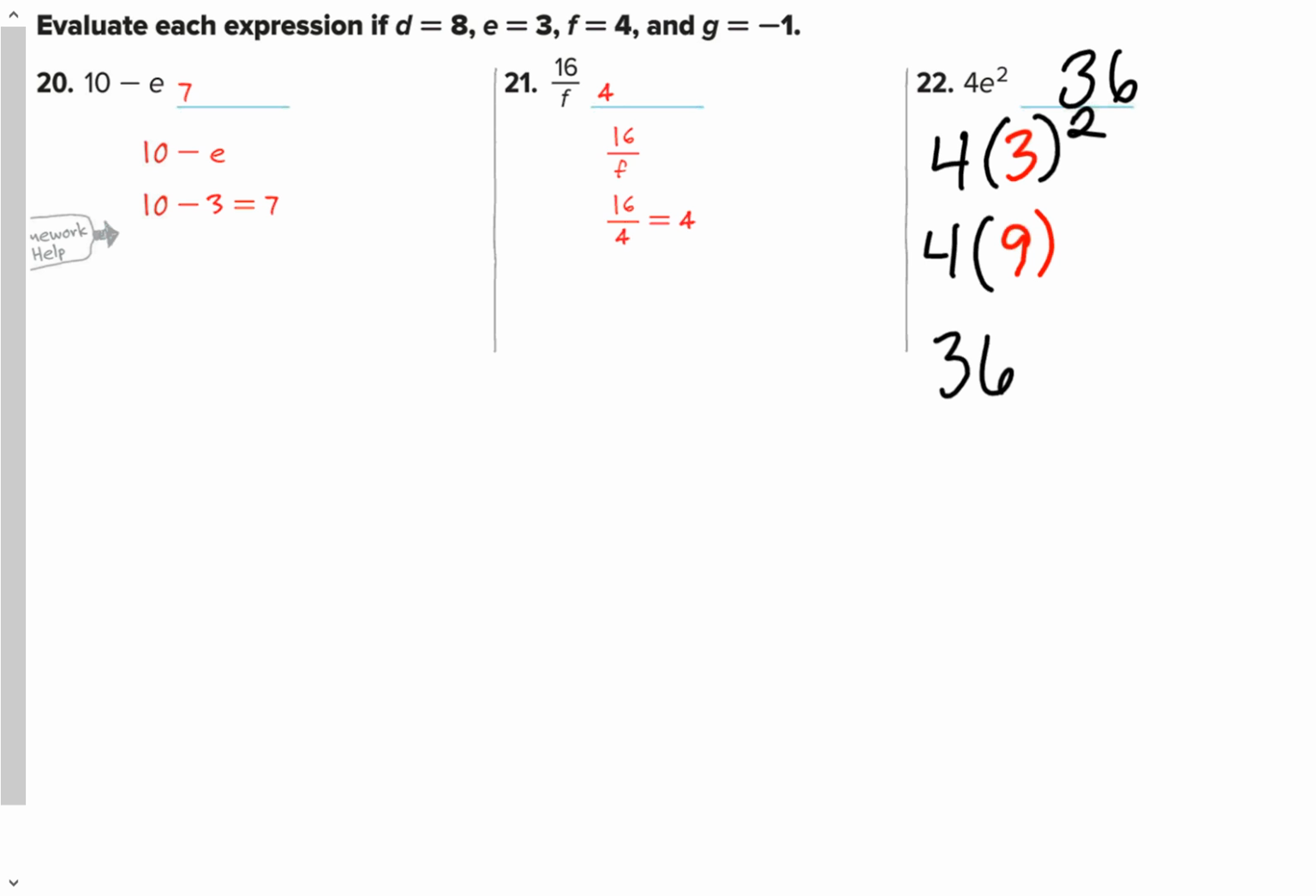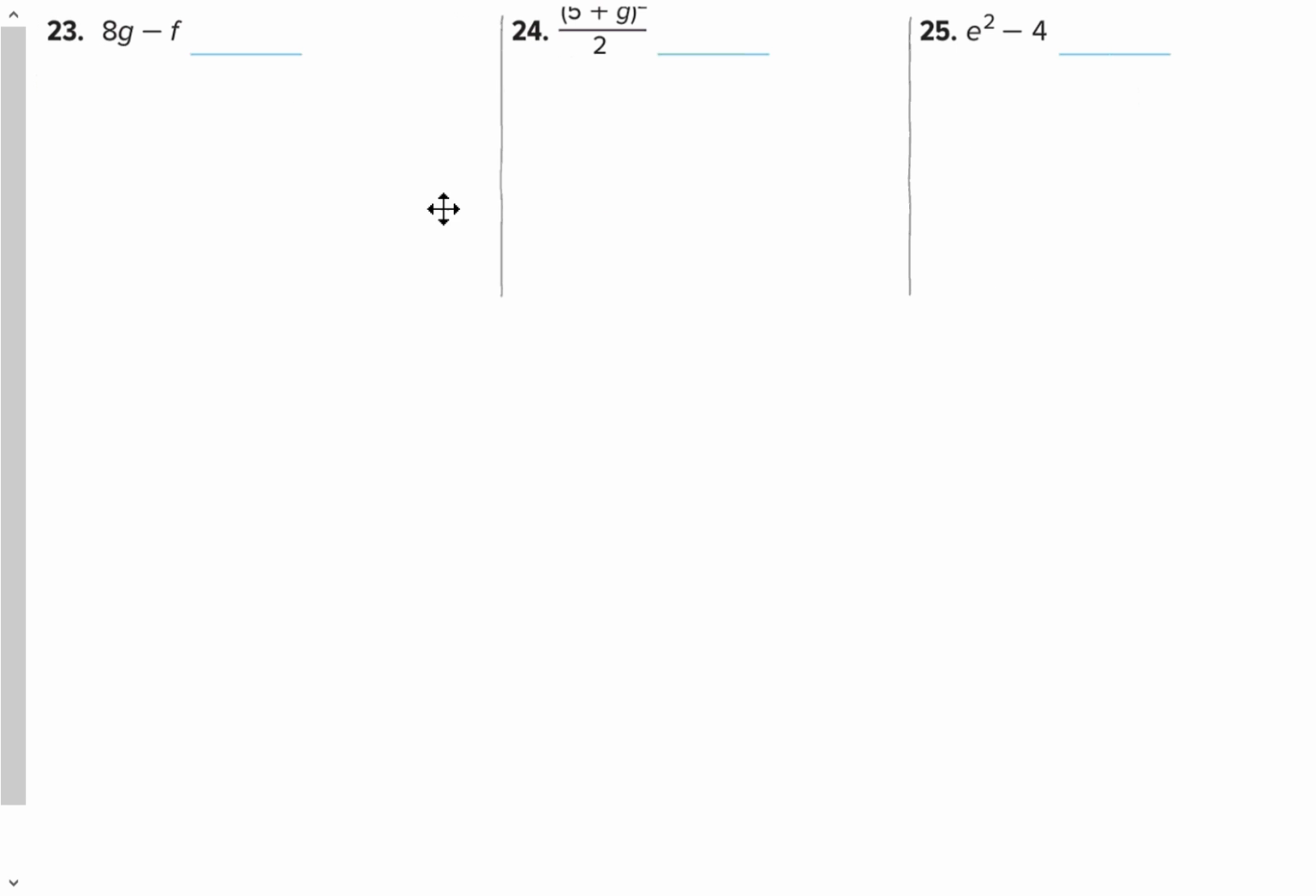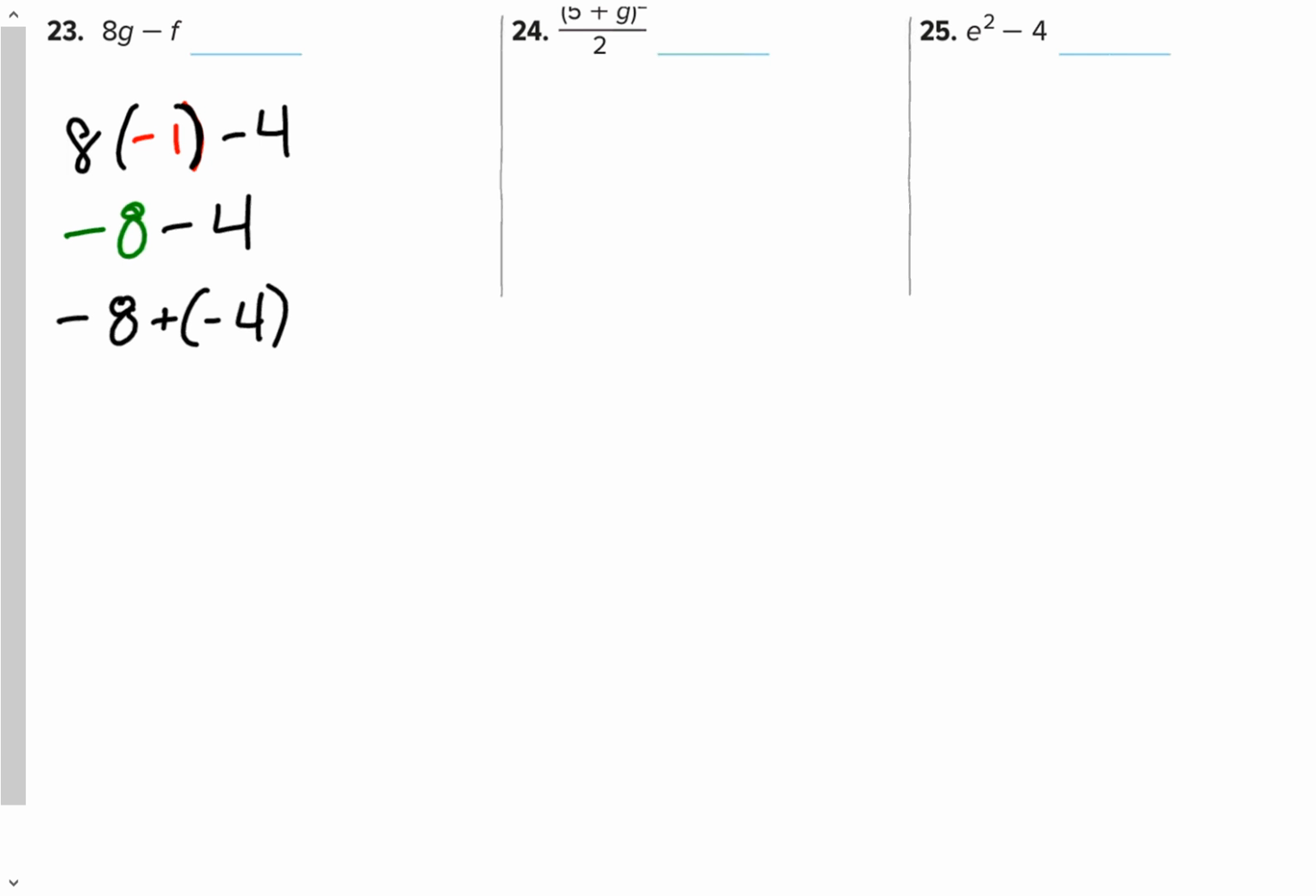All right, here's our next example. 8g minus f. So we've got 8 times negative 1 minus 4. The first thing we're going to do is evaluate our multiplication first. So 8 times negative 1 is negative 8 minus 4. And then just remember, boys and girls, that whenever you have subtraction of integers, rewrite it as addition. So plus negative 4. So your answer should be negative 12.